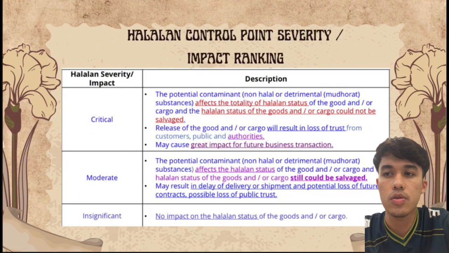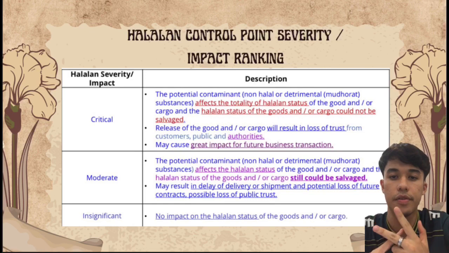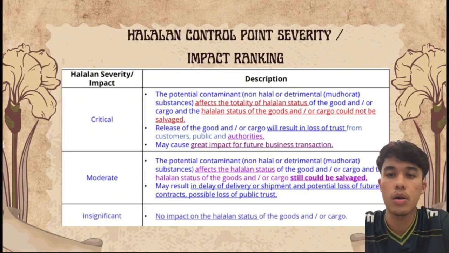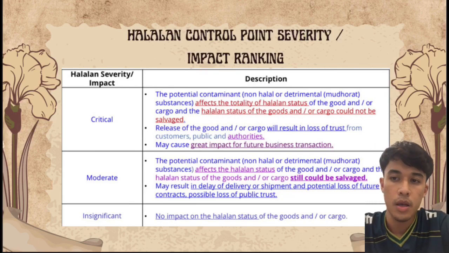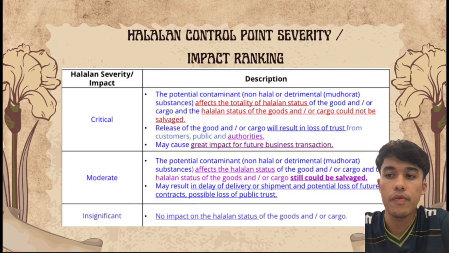So next, the halalan control point severity of impact ranking, which gives the meaning of the descriptions for most critical, moderate, and significant. The first, critical, can be described as a potential contaminant or non-halal or detrimental mudarat substance affecting the totality of the halalan status of the goods and cargo. The halalan status of the goods cannot be salvaged. Release of the goods or cargo will result in loss of trust from customers, the public, and authorities. And lastly, it may cause great impact on future business transactions.